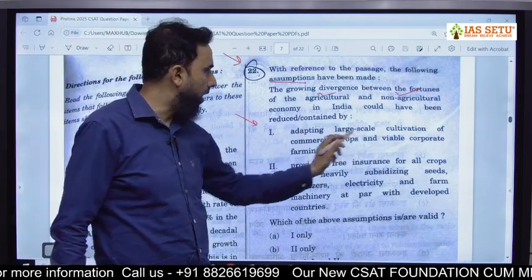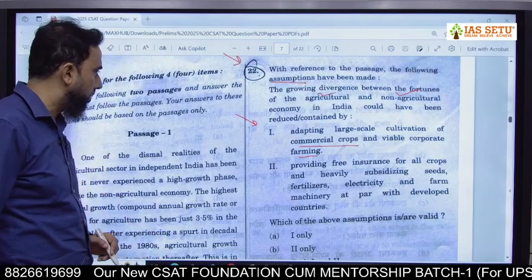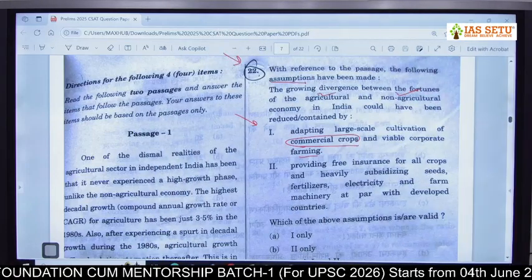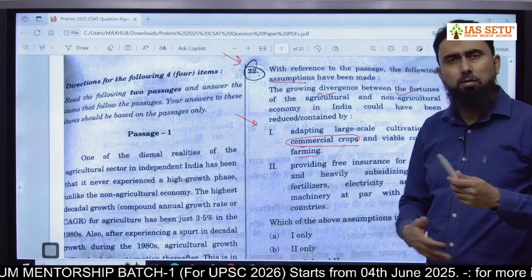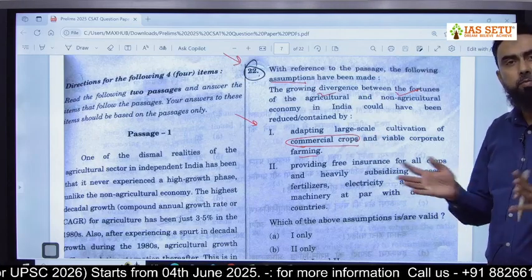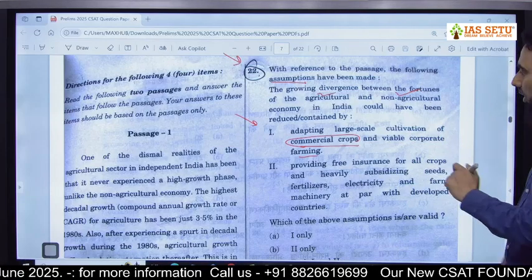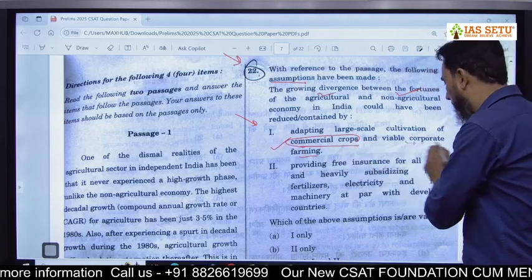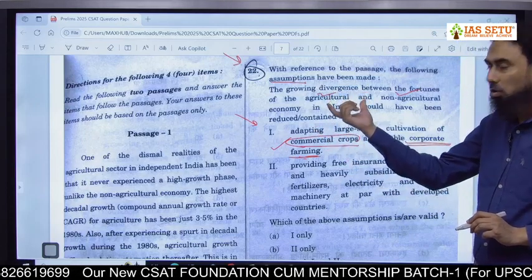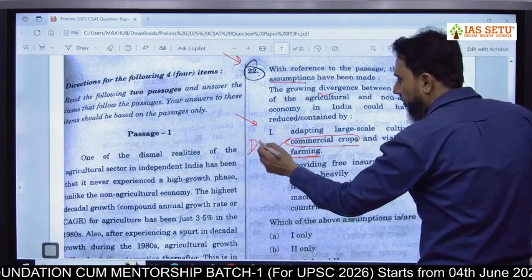The first statement says adapting large scale cultivation of commercial crops and viable corporate farming. You must look for the data support for the given assumptions. Now, adapting large scale cultivation of commercial crops: we do not know from here whether the traditional crops, the conventional crops, any grain producing crops, are not as good as the commercial crops. In terms of productivity between the two, we have no detail. So we cannot establish clearly that adopting this on a large scale, and similarly we know nothing about corporate farming. From the passage we know nothing about that. The commercial crops could have done the job, would have decreased this lesser fortune of the agricultural sector. So that's why data inadequate for the first statement. So DI case clearly.